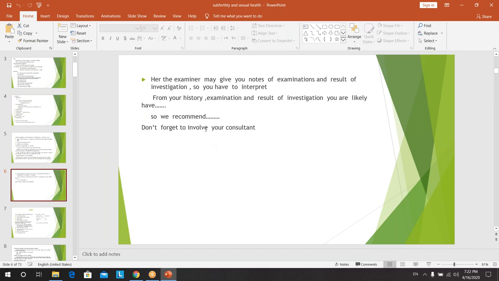Here at this point, the examiner may give you notes. Okay, doctor, this is a note of her examination. This is a note of the investigation. So you have to interpret this examination and this result to reach the diagnosis and to finalize your management plan, or agreed plan. So we recommend, from your history and the examination and the investigation, you have this, and we recommend to do this. And don't forget to involve your consultant in every case.